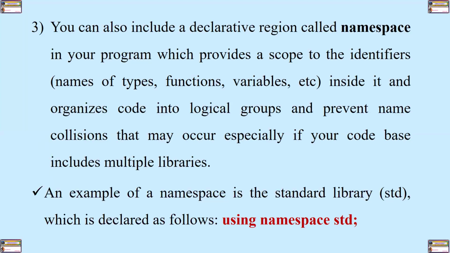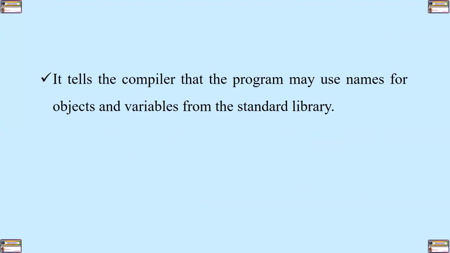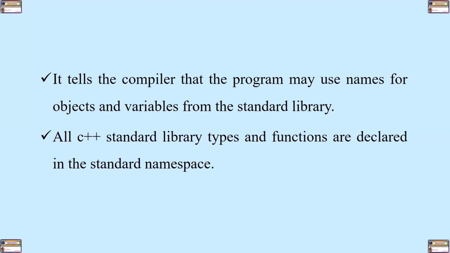This statement, using namespace std, tells the compiler that the program may use names for objects and variables from the standard library. All C++ standard library types and functions are declared in the standard namespace.